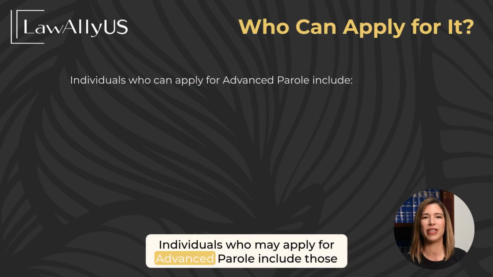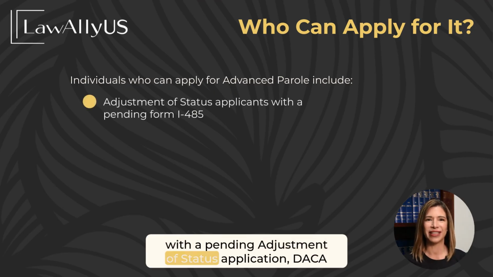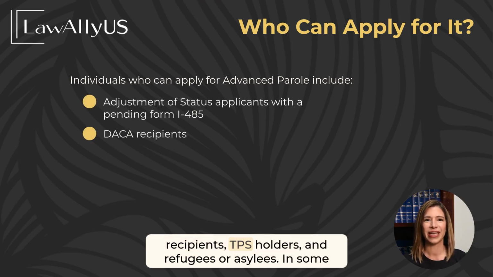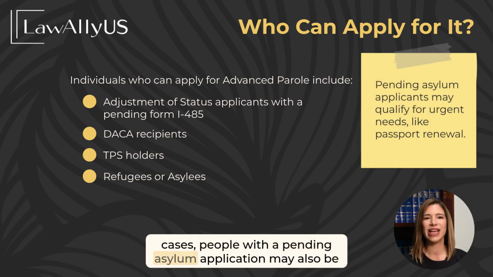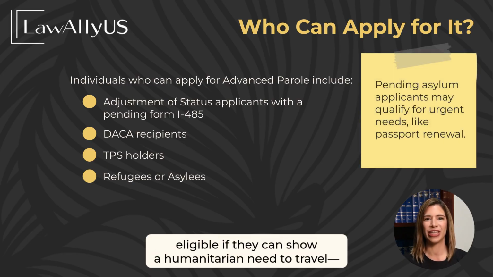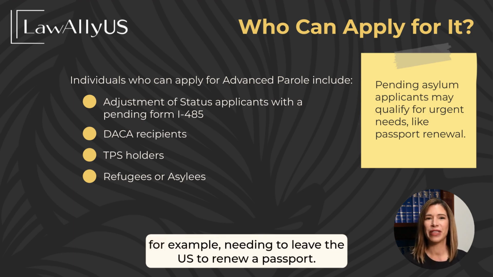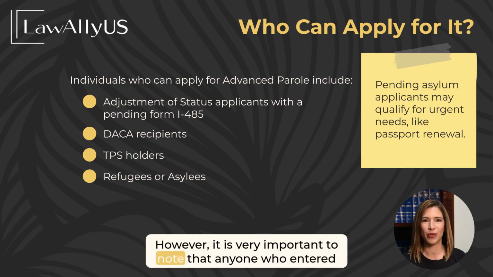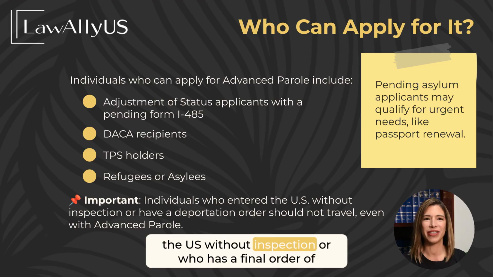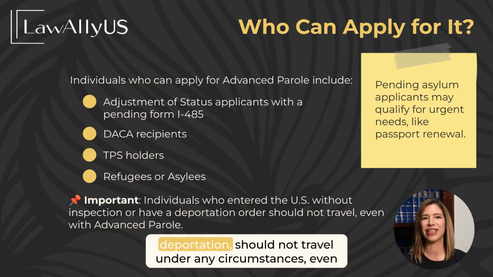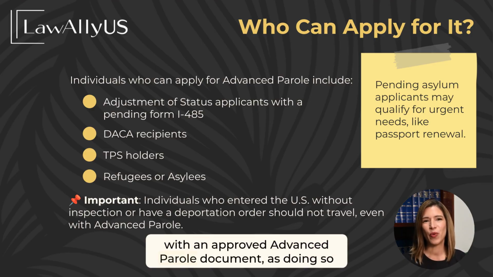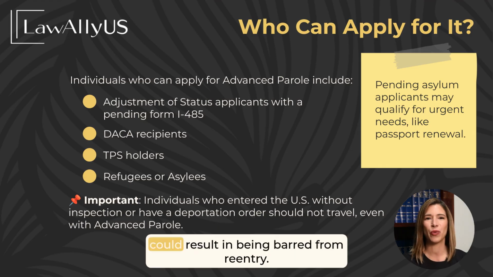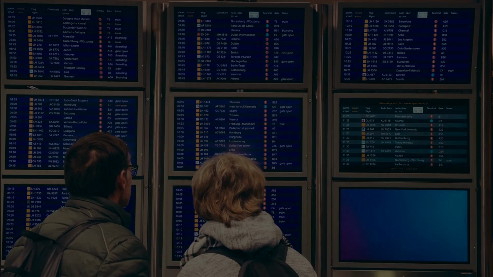Individuals who may apply for advanced parole include those with a pending adjustment of status application, DACA recipients, TPS holders, and refugees or asylees. In some cases, people with a pending asylum application may also be eligible if they can show a humanitarian need to travel, for example, needing to leave the U.S. to renew a passport. However, it is very important to note that anyone who entered the U.S. without inspection or who has a final order of deportation should not travel under any circumstances, even with an approved advanced parole document, as doing so could result in being barred from re-entry.